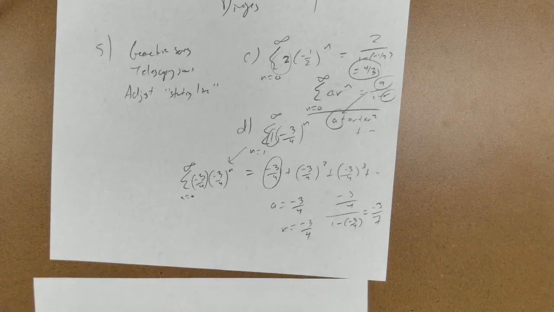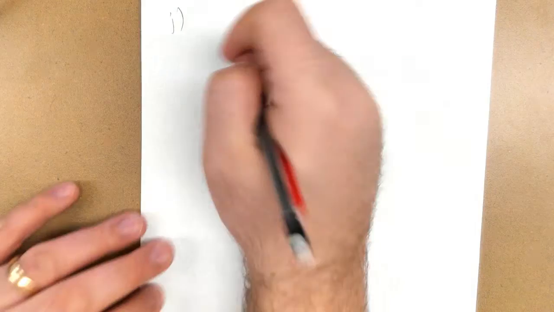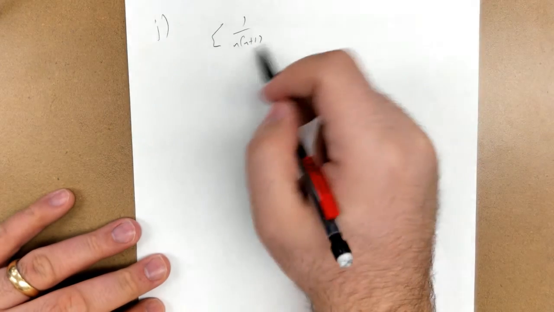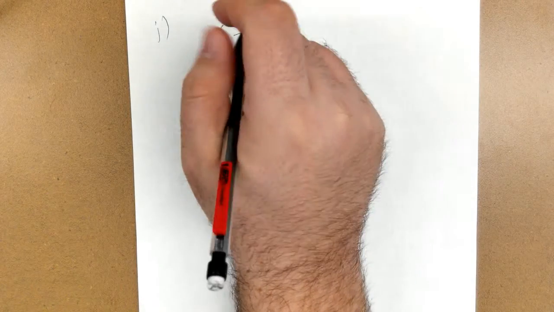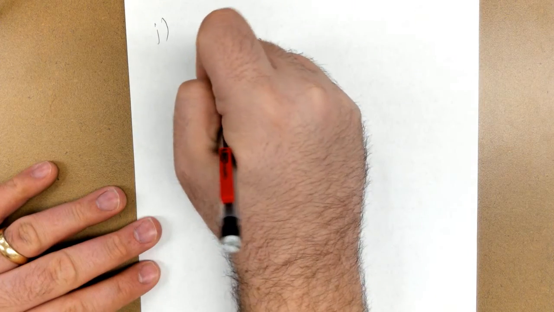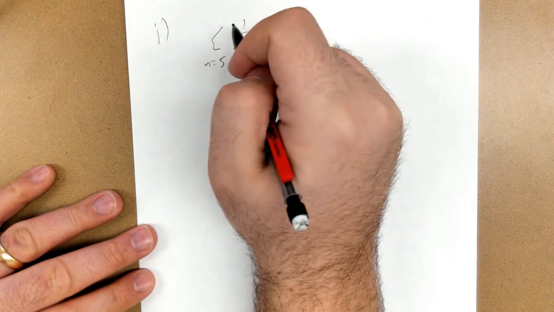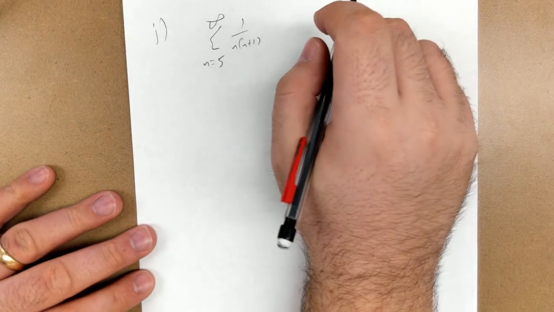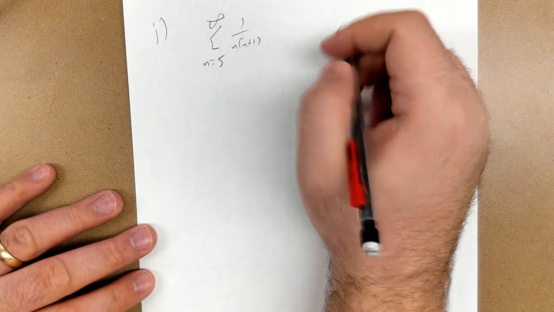But let's do J, and here we're going to do telescoping, and we're going to change the starting line. So if you look at J, it's 1 over n times n plus 1. And a lot of these that look like partial fractions problems, they basically are. This problem starts at n equals 5. So there was a practice problem in the text, starting at n equals 1 or 0 for this, or probably n equals 1. But let's do this.